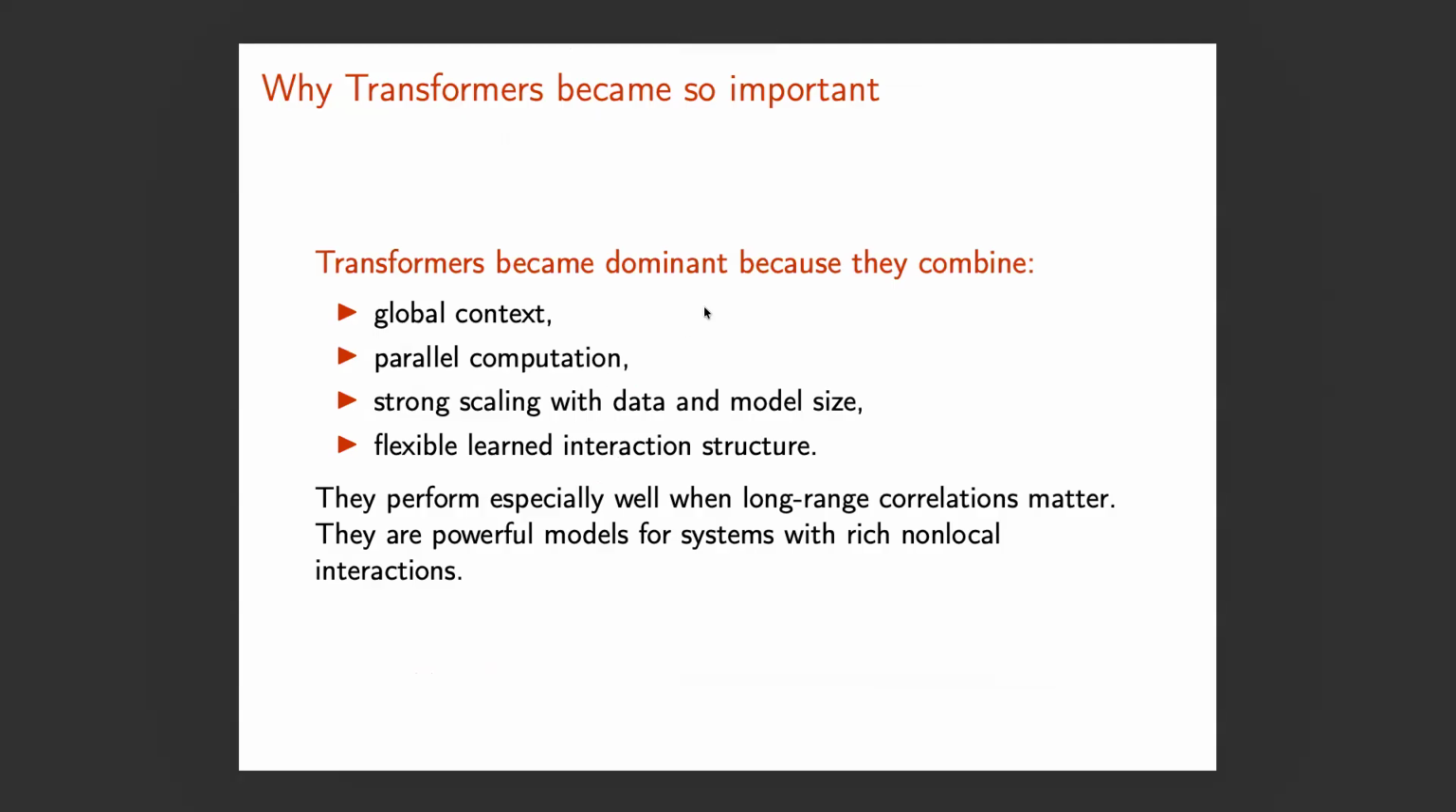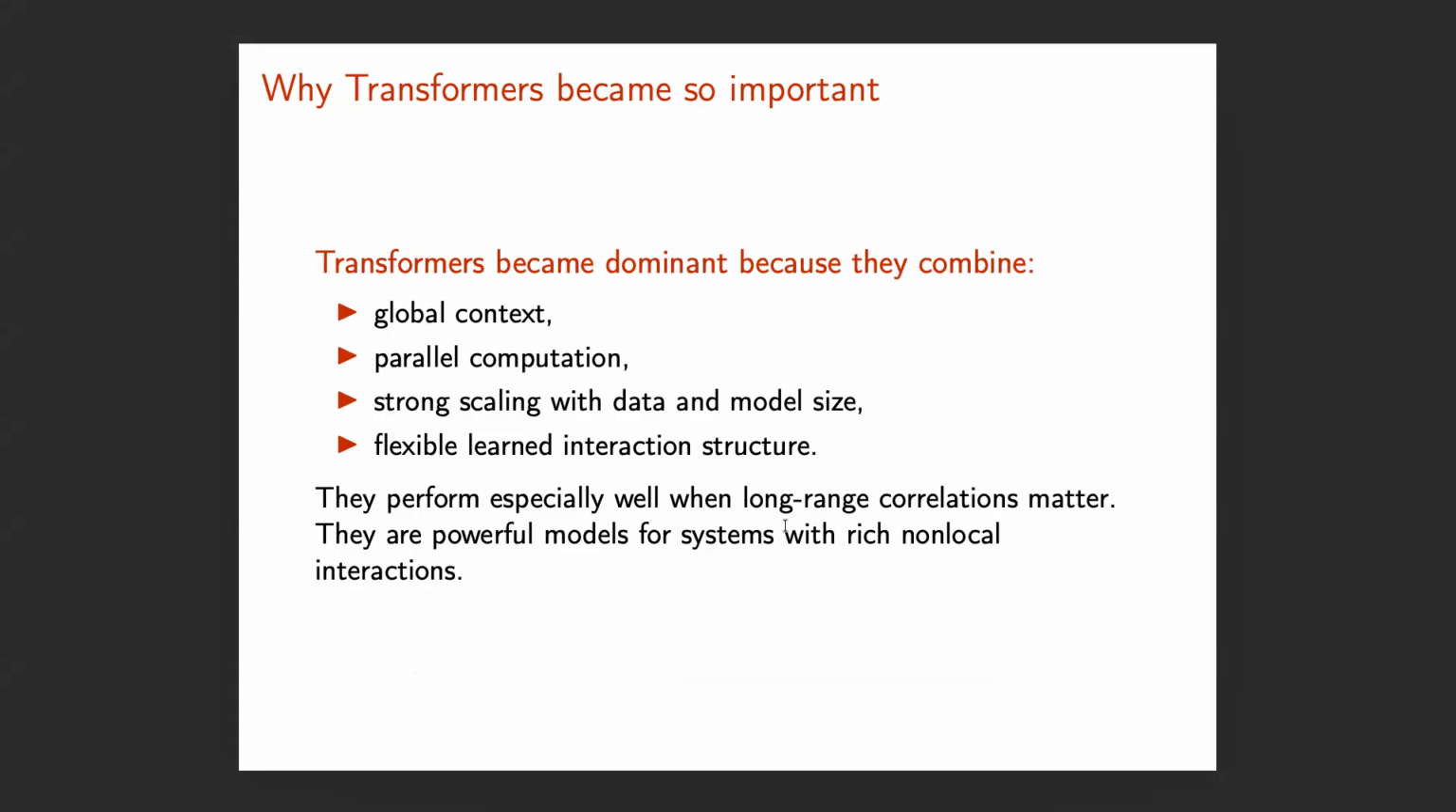One of the reasons why they are so popular is that you can have global interactions. It's easy to parallelize. You can have strong scaling with the data and model size. And it's a pretty flexible learned interaction structure. They perform especially well for us doing physical sciences when you have long range correlations.